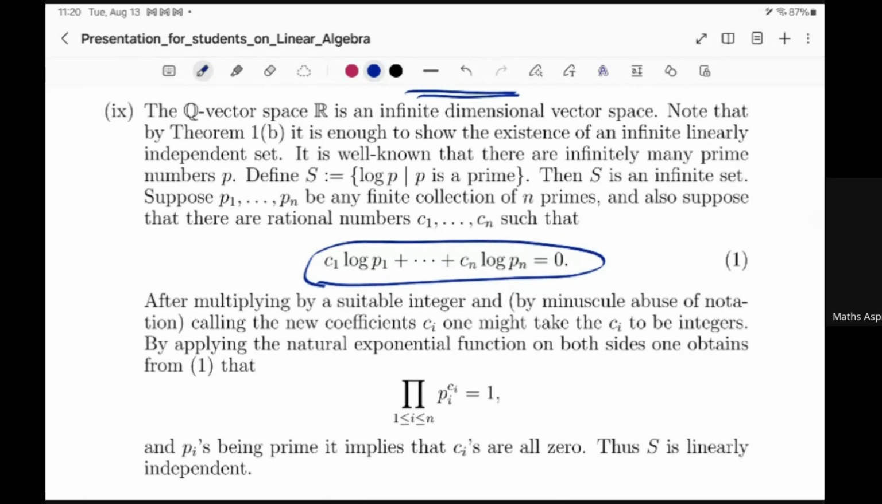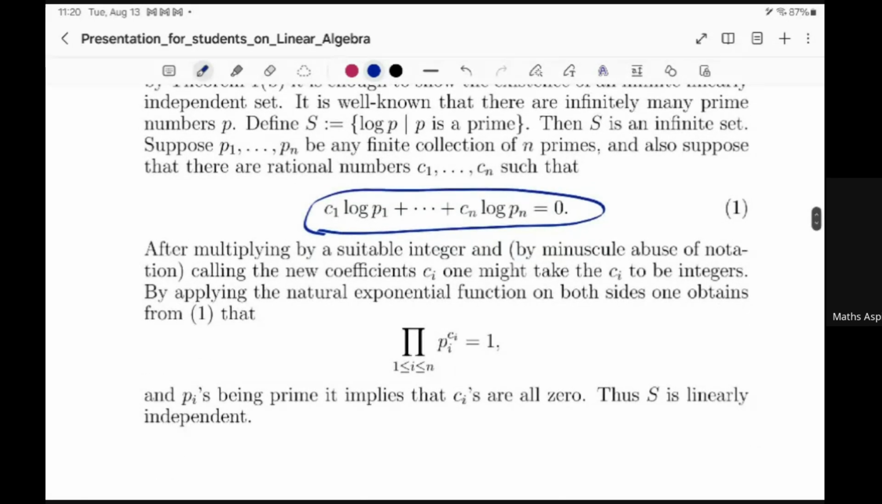Well, now you can take the exponential function on both sides. If we do that, then the exponential turns the log into products. So the left-hand side just becomes the product of p_i to the c_i, and the right-hand side is just e to the 0, which is just 1. But these p_i are prime numbers.